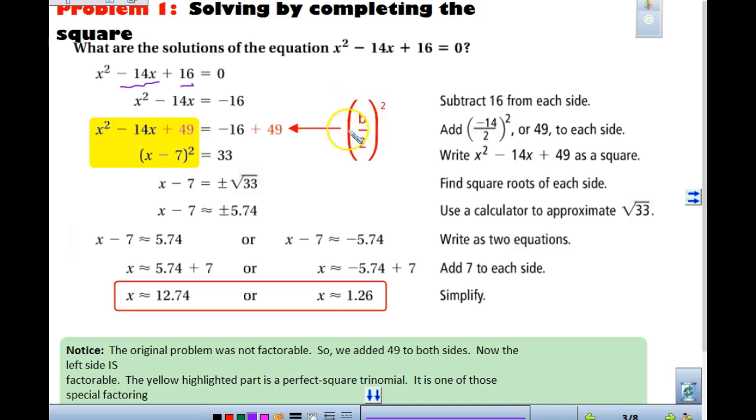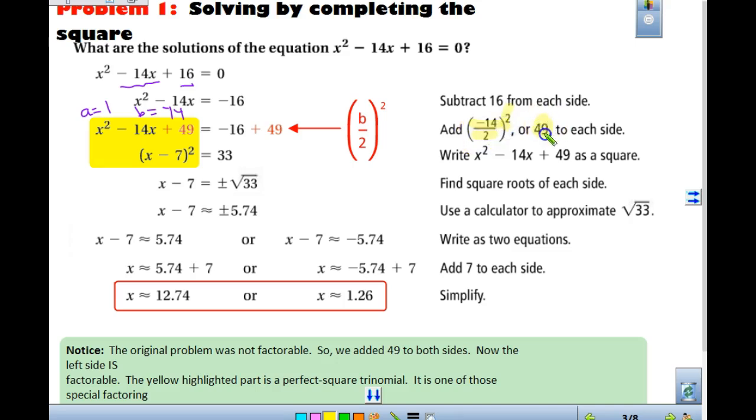Where that b over 2, remember that was kind of part of our vertex, we're going to take. So in this equation, remember, it is always A, in this case, would be 1. Our B would have been negative 14. And we don't have a C anymore. So we take B divided by 2, which in our case, they wrote over here, is negative 14 divided by 2, and we're squaring it.